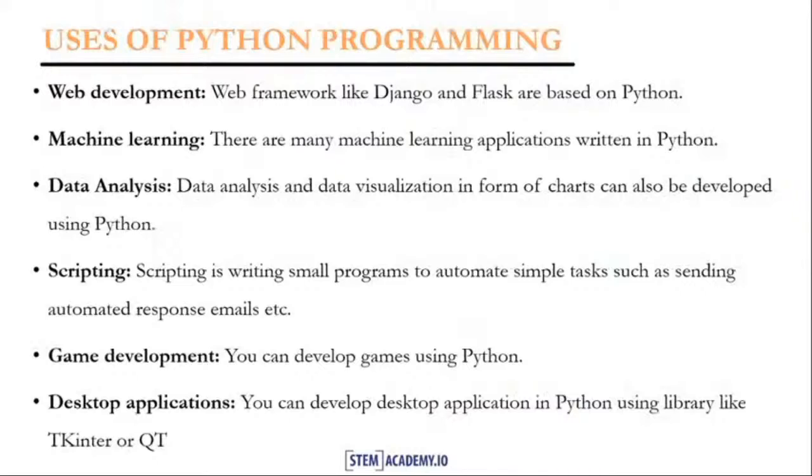Here are some uses of Python. Web development. Web frameworks like Django and Flask are based on Python. Machine learning. There are many machine learning applications written in Python. Data analysis. Data analysis and data visualization in form of charts can also be developed using Python. Scripting. Scripting is writing small programs to automate simple tasks such as sending automated response emails. Game development. You can develop games using Python. Desktop applications. You can develop desktop applications in Python using libraries like Tkinter or Qt5. In our next slide, we will learn about comments in Python.